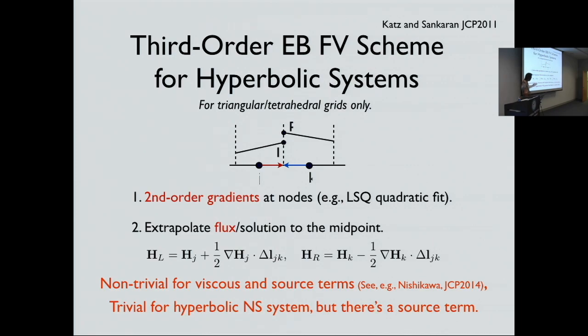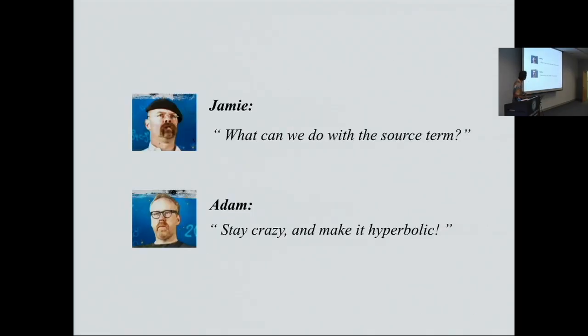But this is not trivial for viscous and source terms. Actually, Katz and Sankaran extended this to the viscous terms. It requires a little bit more work. It requires a third order gradient, which requires a cubic fit. But if you use the hyperbolic Navier-Stokes system, because the viscous term is now hyperbolic, you can apply the same third order scheme to inviscid and viscous terms. But there is a source term. And Katz actually found a special formula for the source term discretization. But I also found another way to achieve this.